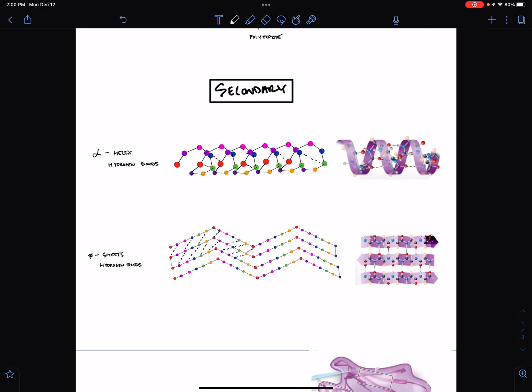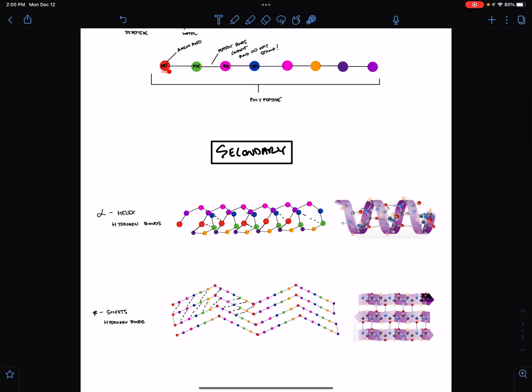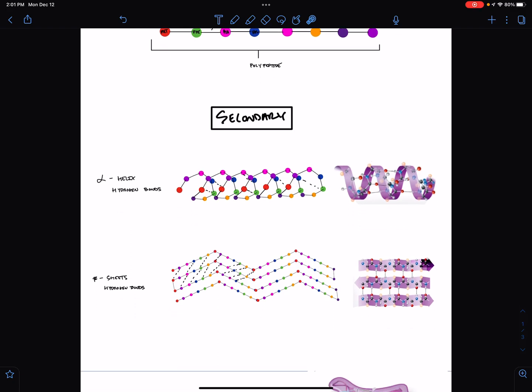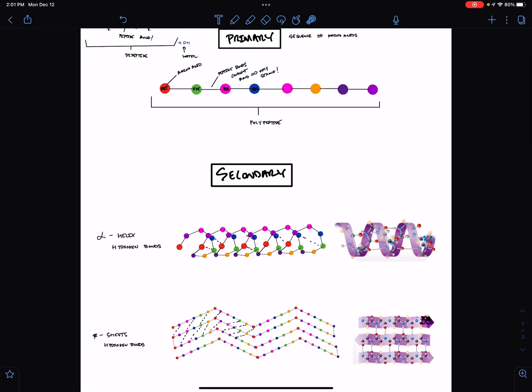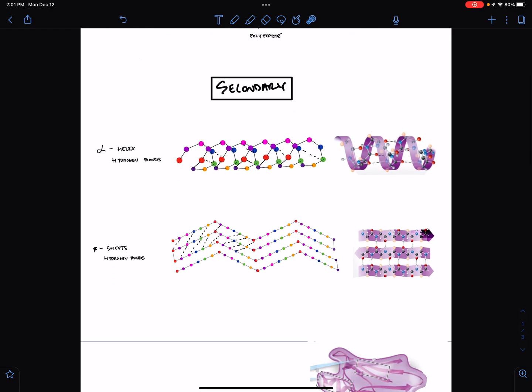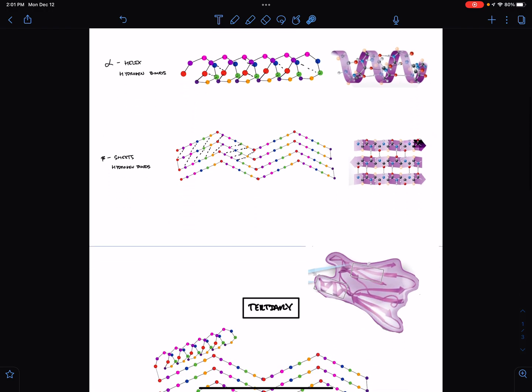So when we start to take our polypeptide, our primary structure, and fold it up into a more complicated structure, into secondary structures, alpha helices or beta-pleated sheets, these forms are maintained by hydrogen bonding. Now, remember, hydrogen bonding is a much weaker bond than a covalent bond. So these can be much more easily broken. That's going to be important to keep in mind.